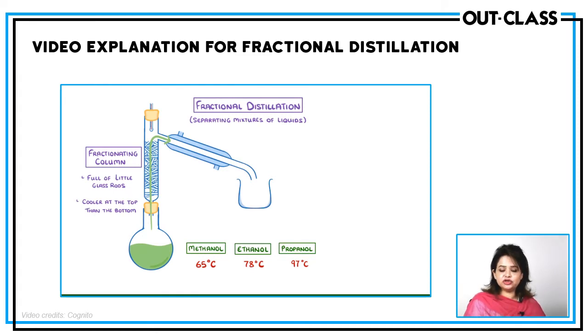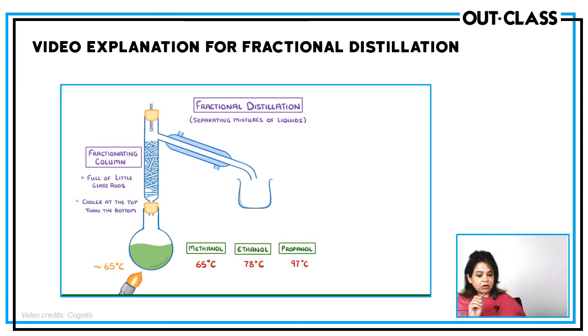Suppose we have a mixture of methanol, ethanol, propanol. Now you can see all these three are liquids having different boiling points. When we do the fractional distillation of this mixture, now we have to heat the mixture, but remember these are organic liquids. We should not use direct flame. What should we use? An electric heater or a water bath.